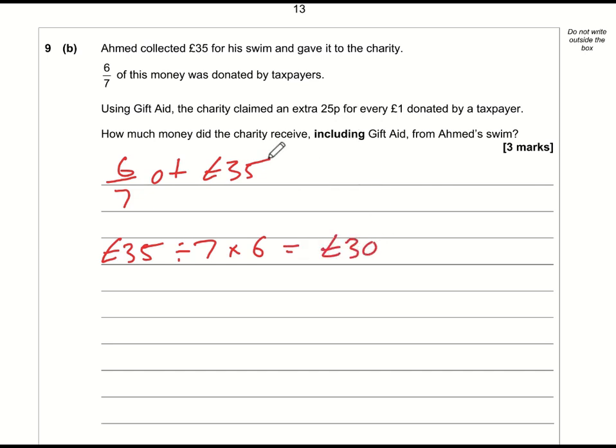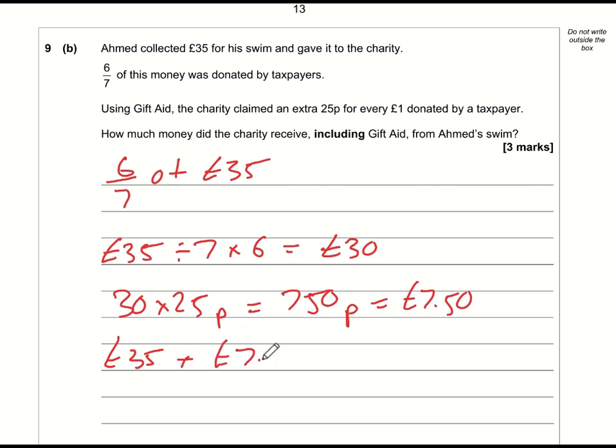Now, gift aid means that you get an extra 25p for every £1. So here we've got £30, so that's going to be 30 lots of 25p, and 30 times 25p is 750p, which is £7.50. So he's collected £35 plus the gift aid, which will be an extra £7.50. So that comes to a total of £42.50.